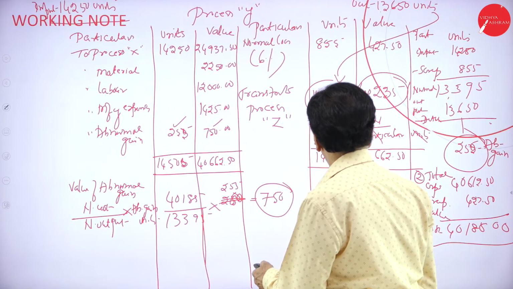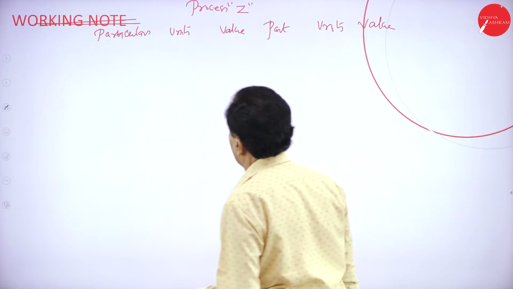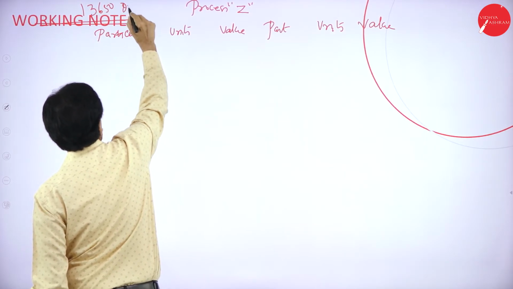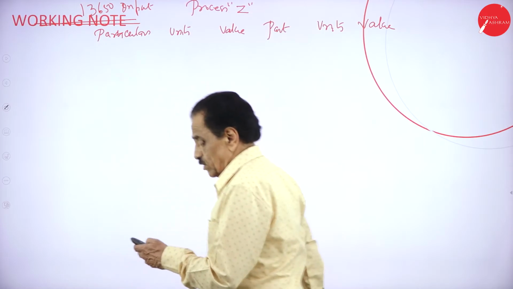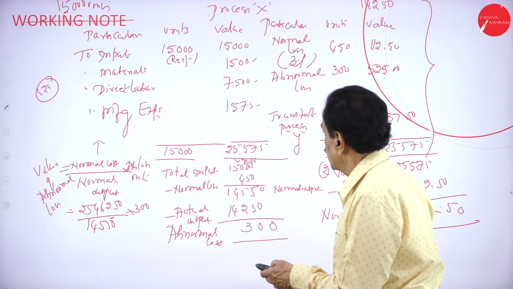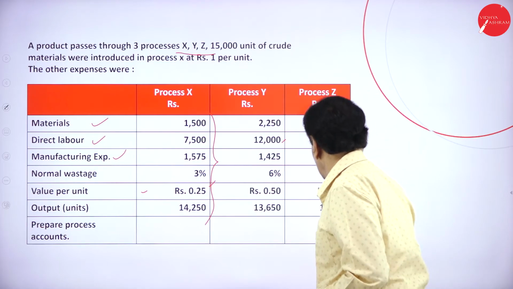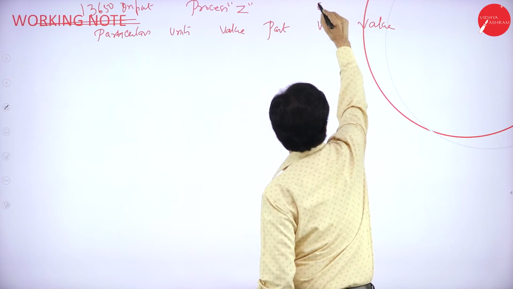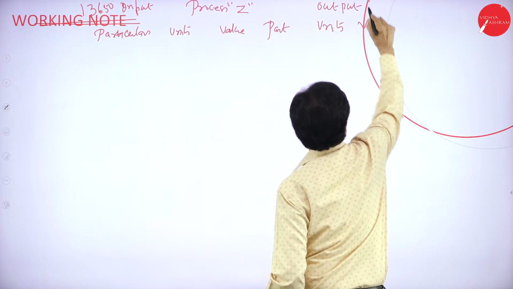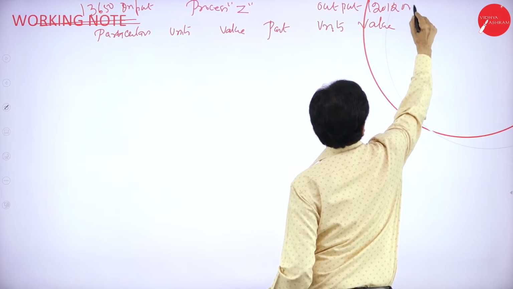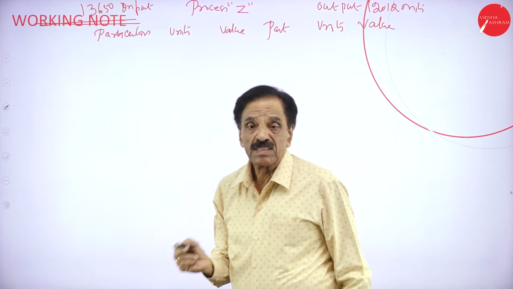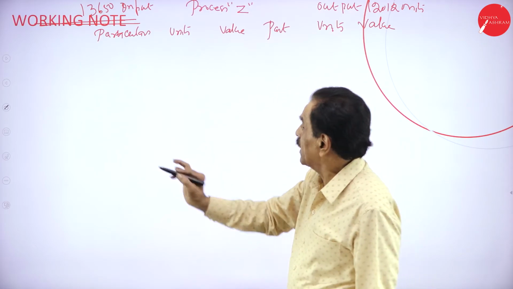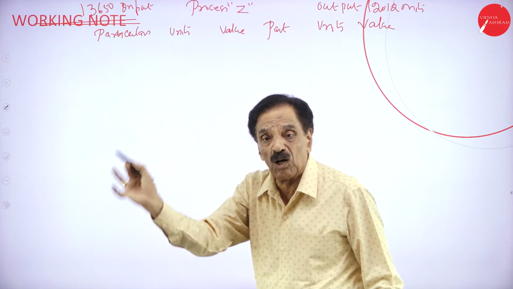What's your output of last process now? 13,650. Here you write 13,650. This is your input. So what's the output of that one? That process? Your output is 12,012. Here you write output 12,012 units. So what's your input? 13,650. Your output is 12,000. In all the exam, you have to write input, output.